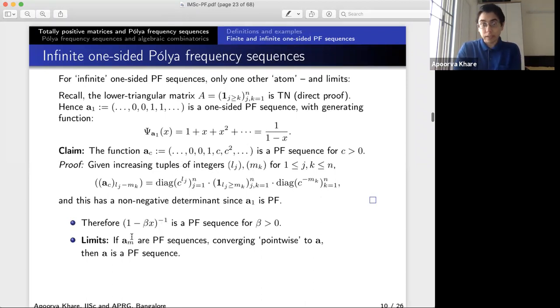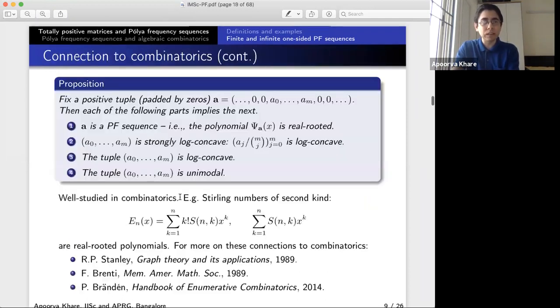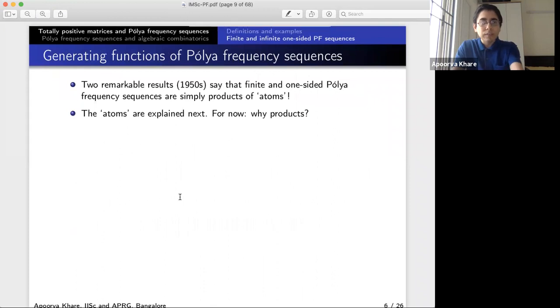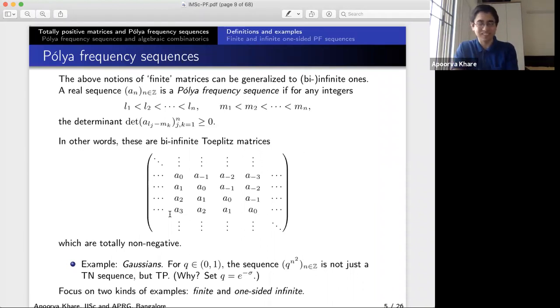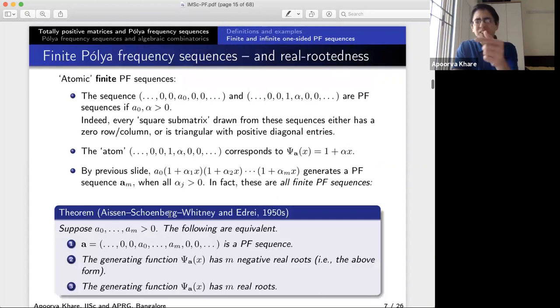And also you can take limits. What am I saying by taking limits? If I take any such bi-infinite matrix, if I take a sequence of such matrices and I fix some positions, then for every matrix, those positions give me a non-negative determinant. Therefore, in the limit, those positions give me a non-negative determinant. So a sequence of PF sequences converges to a PF sequence.